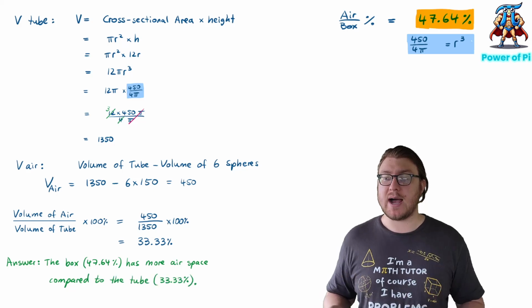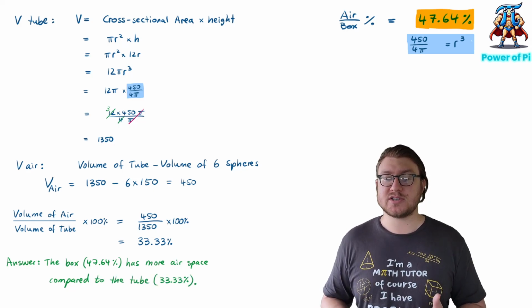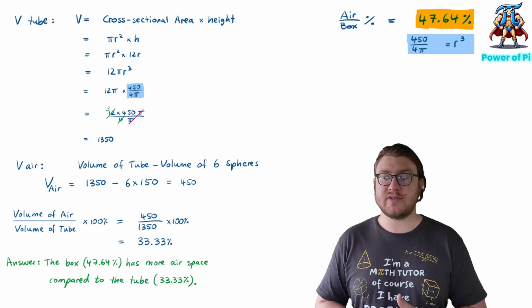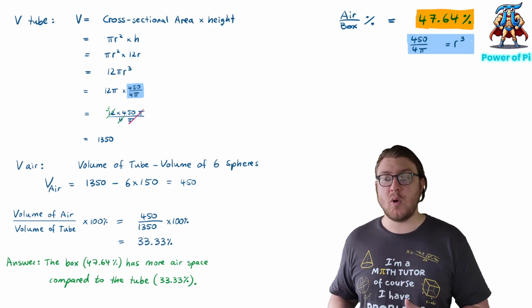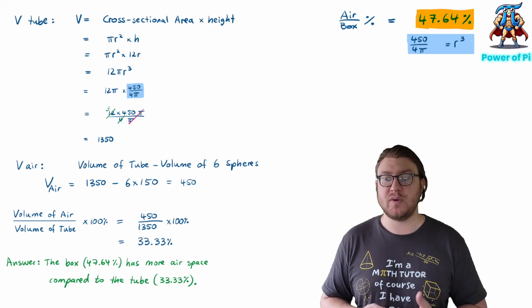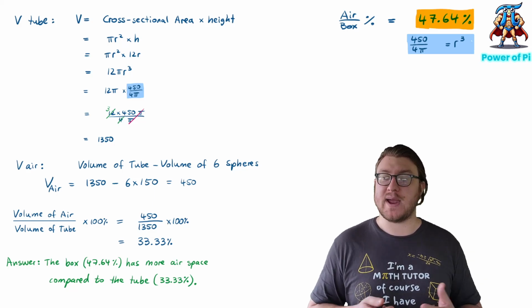33.33%. So our answer is going to be the box of 47.64% has more airspace compared to the tube, which has 33.33%.